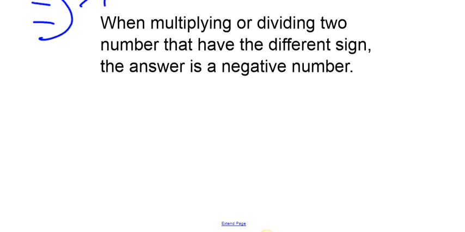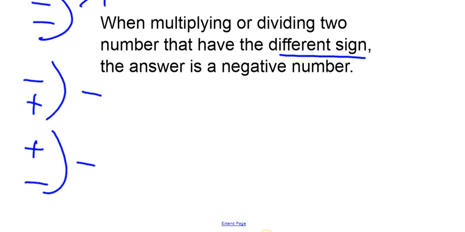Second idea, when multiplying and dividing two numbers that have different signs, so positive, negative, or negative, positive, the answer is always going to be negative. Always a negative number.